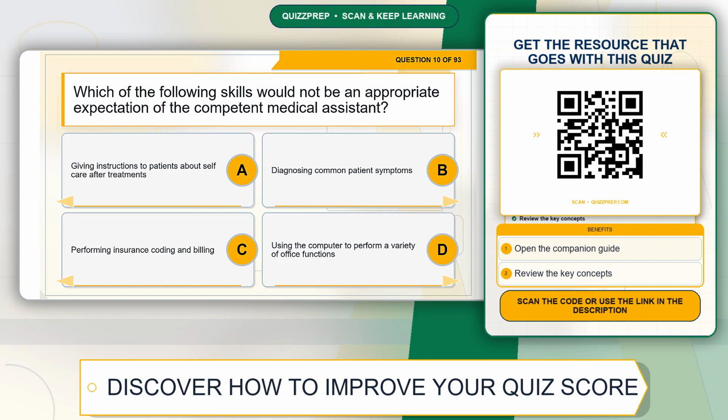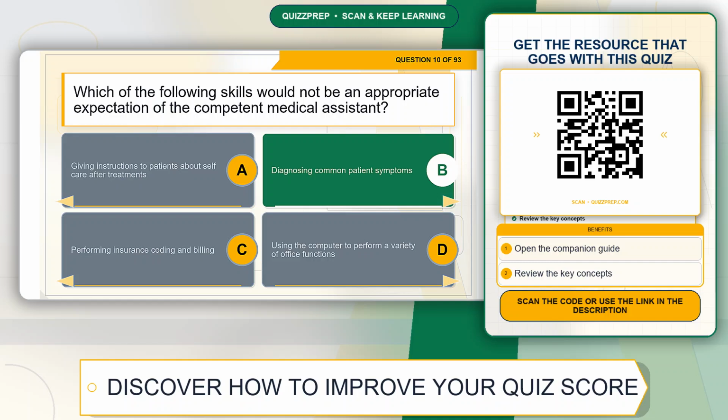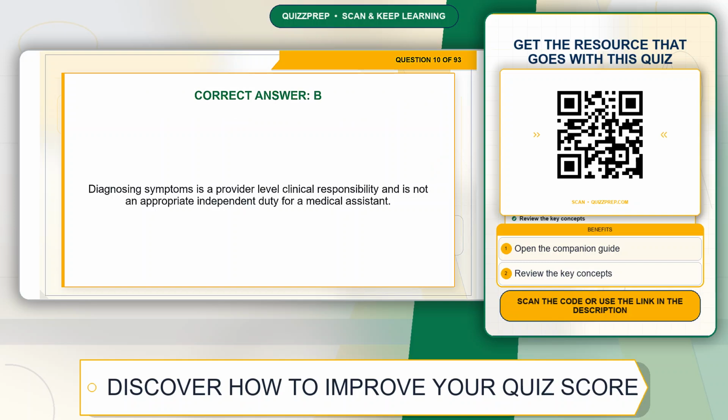Question 10. Which of the following skills would not be an appropriate expectation of the competent medical assistant? Option A, giving instructions to patients about self-care after treatments. Option B, diagnosing common patient symptoms. Option C, performing insurance coding and billing. Option D, using the computer to perform a variety of office functions. The correct answer is option B, diagnosing common patient symptoms. Explanation: diagnosing symptoms is a provider-level clinical responsibility and is not an appropriate independent duty for a medical assistant.